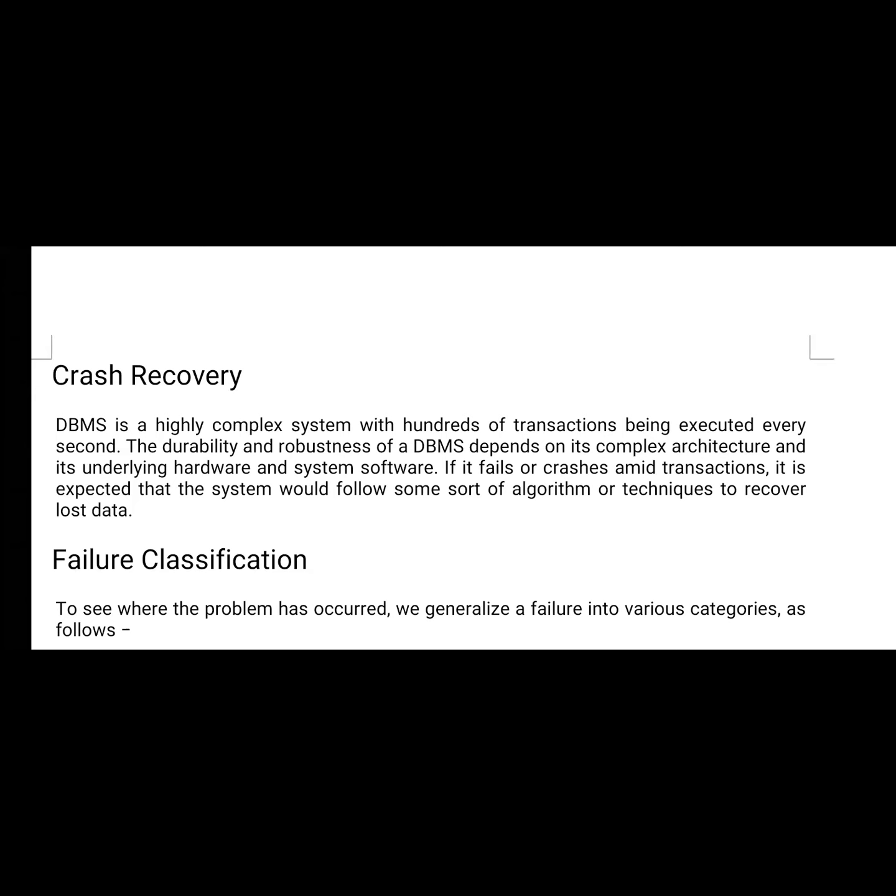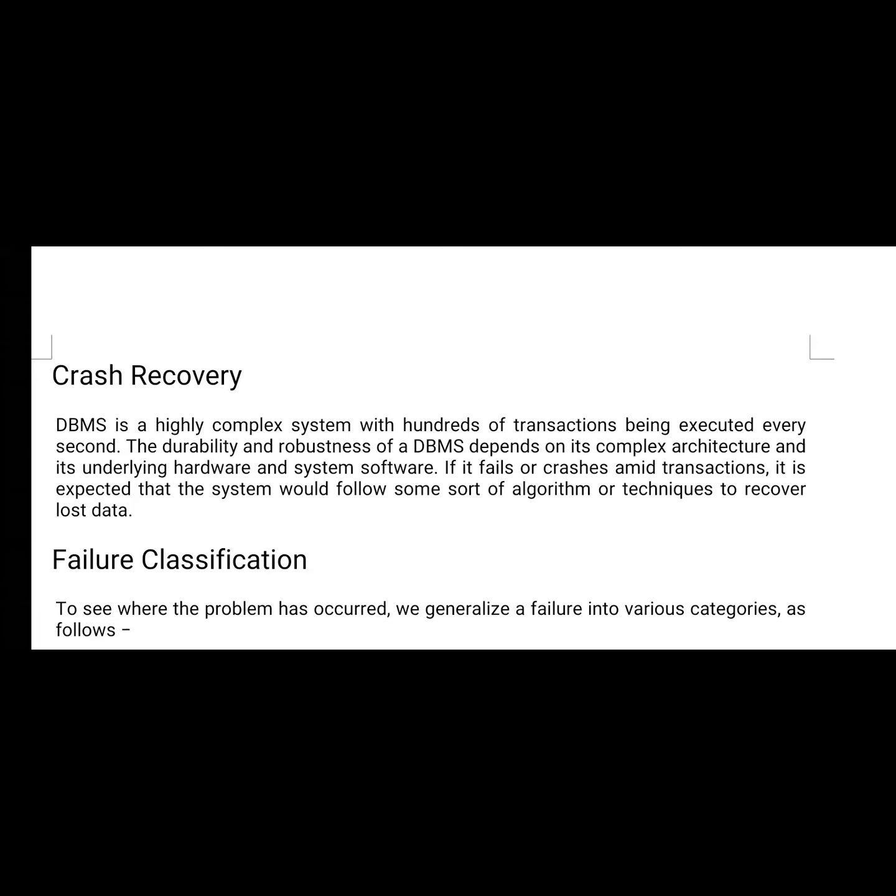If it fails or crashes, it is expected that the system follows some algorithm or techniques to recover the loss of data. So in situations where a failure occurs in the system, after executing the transaction, how do we retrieve the required data from the database? Once the data is committed to the disk, the data will be permanently stored in the database.